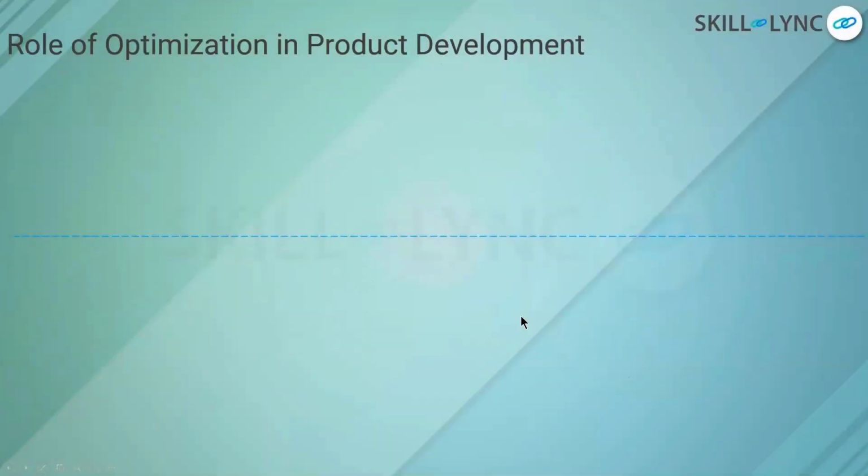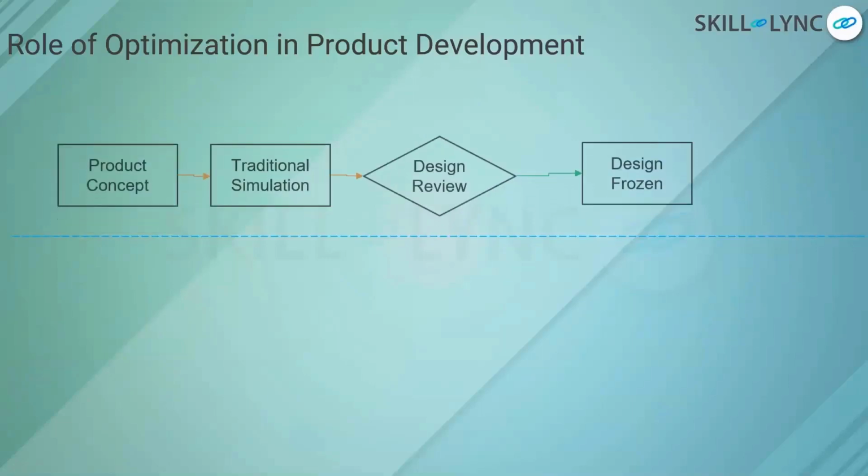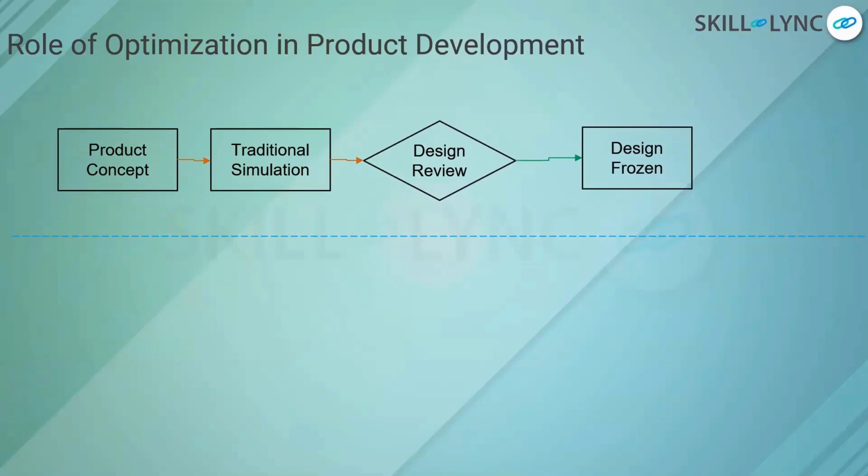Now let us move on to the next topic, which is what is the role of optimization in product development? This is a conventional, traditional simulation and its role in the product design. So you come up with a product concept, you do the simulation, and then you go for a design review. And then within the design review, they say, okay, the design is good enough and it is meeting all the requirements. So you freeze the design.